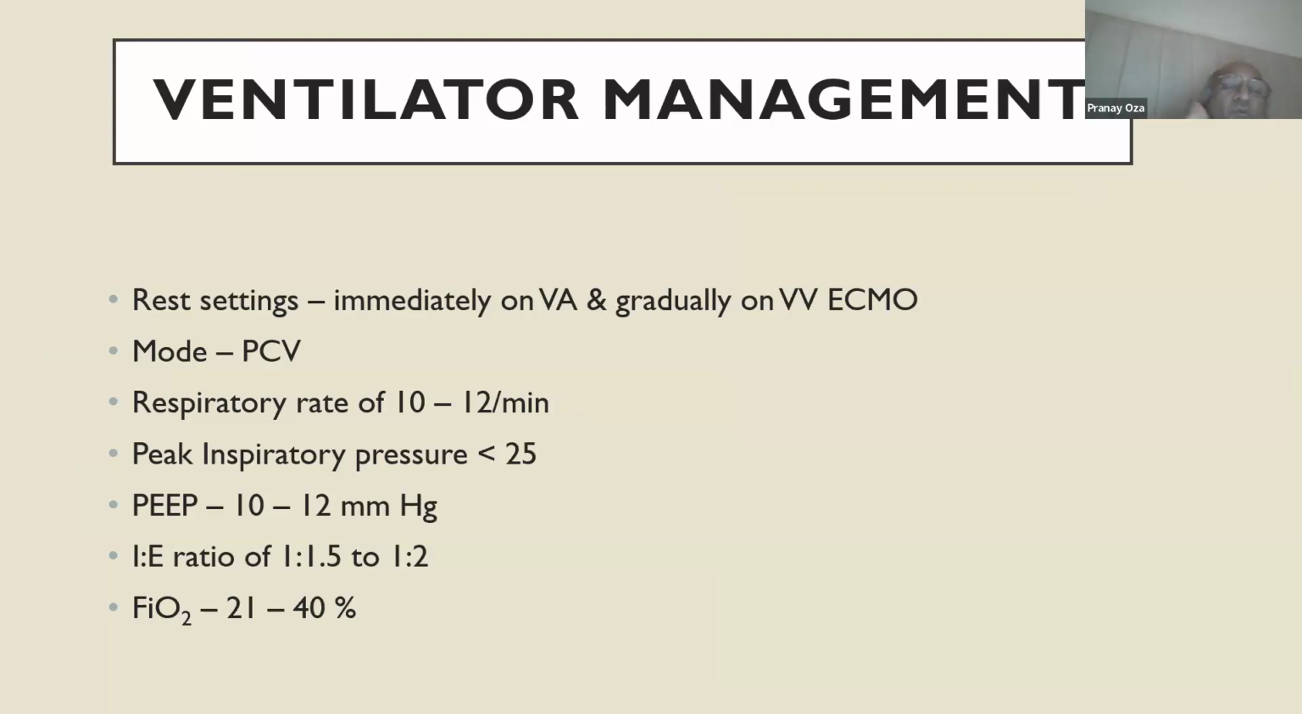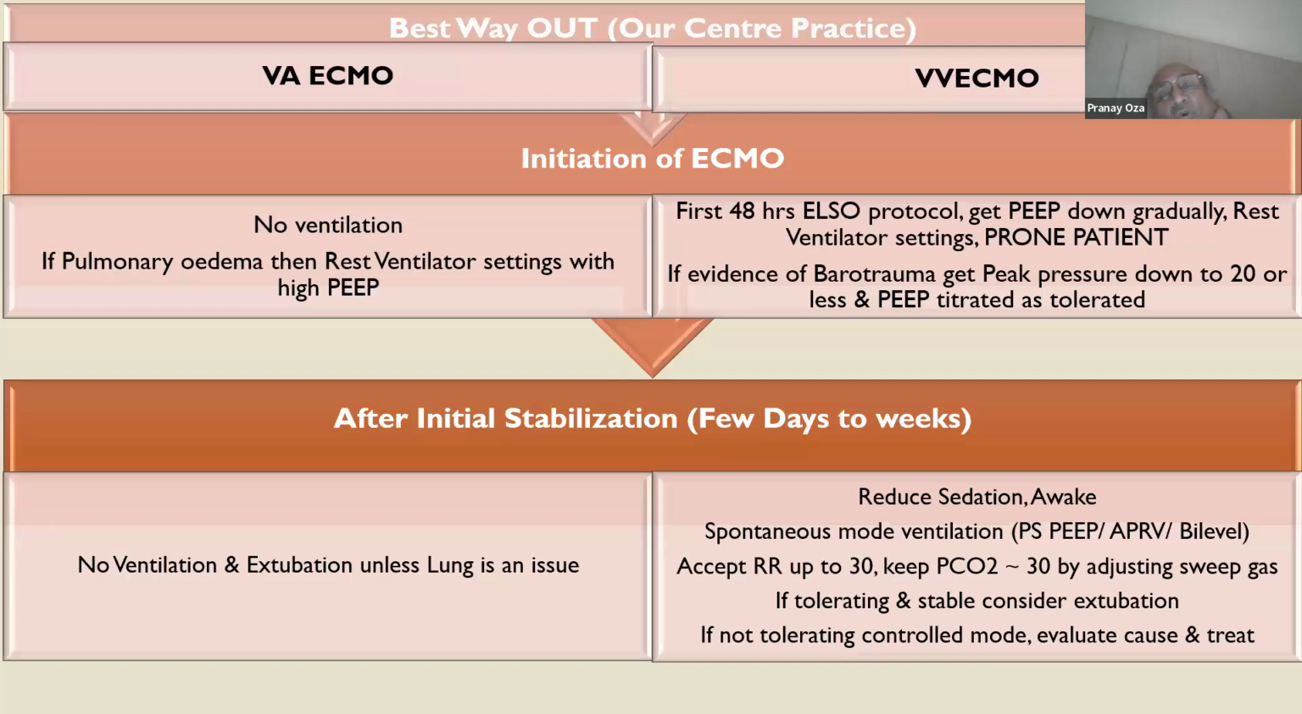So usually we follow rest ventilator settings both in VA ECMO and VV ECMO. In VA ECMO, we are not very stringent because the lungs are not that diseased, but in VV ECMO we follow the rest ventilator settings stringently, and usually it's a rule of 10, 10, 10. Get the FiO2 to less than 40, respiratory rate around 8 to 10 or maximum 12, peak pressure restricted to less than 25, and PEEP of 10 to 12. This is what we usually follow in our ICU.